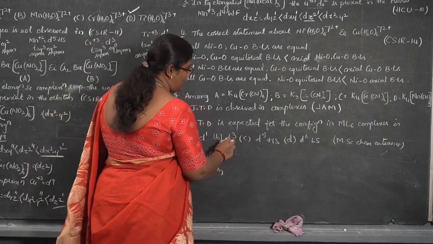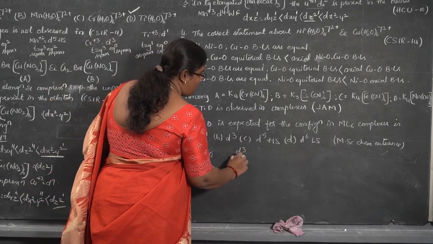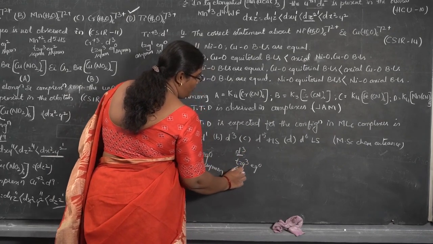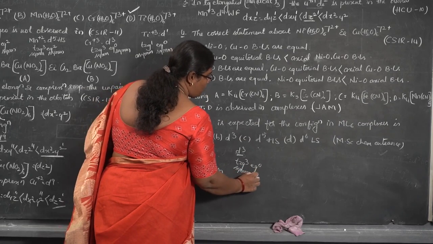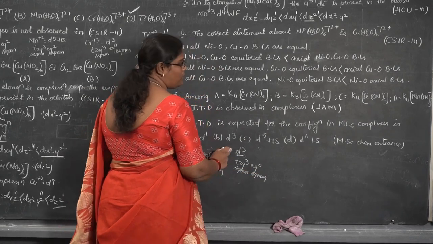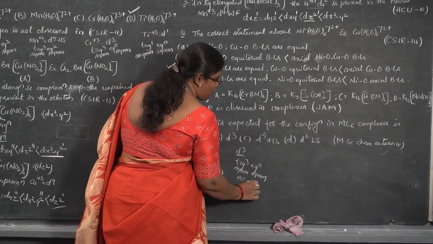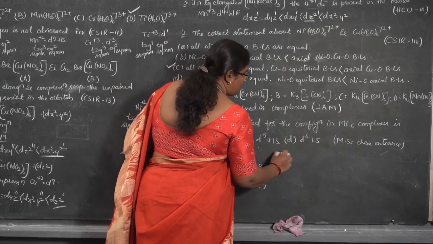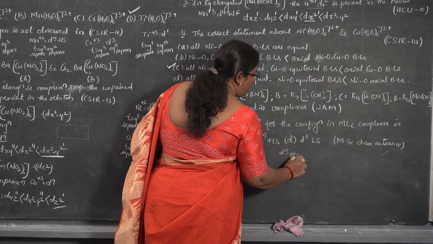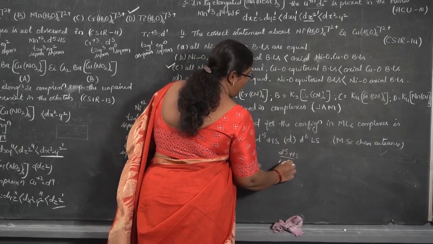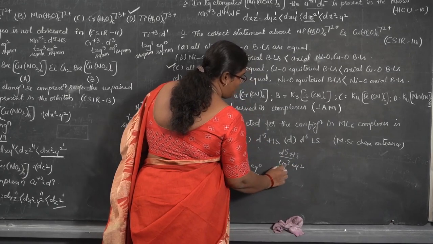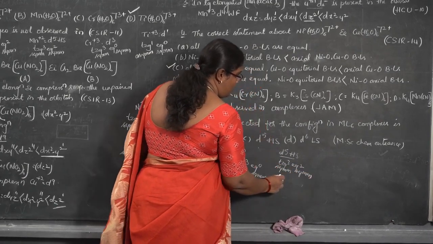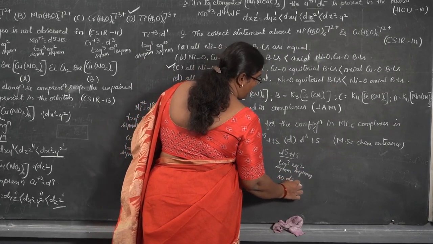And if you take the second option, D3, we write it as T2G3 Eg0. So both are symmetric. There is no distortion in the configuration. Now D5 high spin. It is T2G3 Eg2. So both are symmetric. Both are half filled configurations. Both are symmetric. There is no distortion.